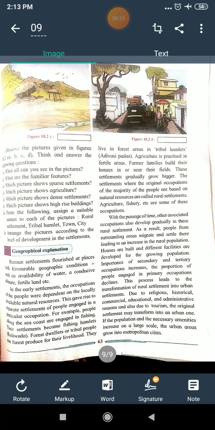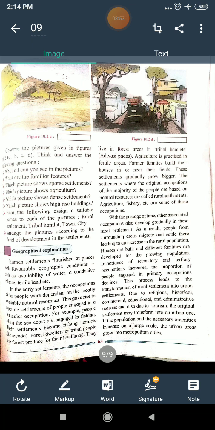Importance of secondary and tertiary occupation increases. The proportion of people engaged in primary occupations declines. So what happened now? As and when the rural population started increasing, with more development of houses and more people settling in rural areas, they started giving importance to not only primary activities or primary occupation. What is primary occupation? Agriculture, right? But also importance to secondary and tertiary occupation increased.